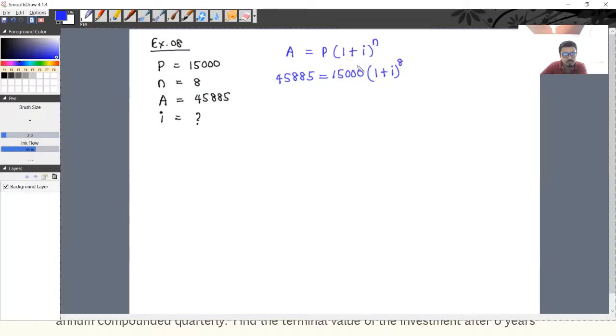So what can we do? On the right hand side, 15,000 has been multiplied by this one. So in order to cancel this 15,000, let's divide both sides by 15,000. So 15,000 to 15,000 will get cancelled. I will take this here: 1 plus I to the power 8 equals what? We'll keep as it is, 45,885 over 15,000.